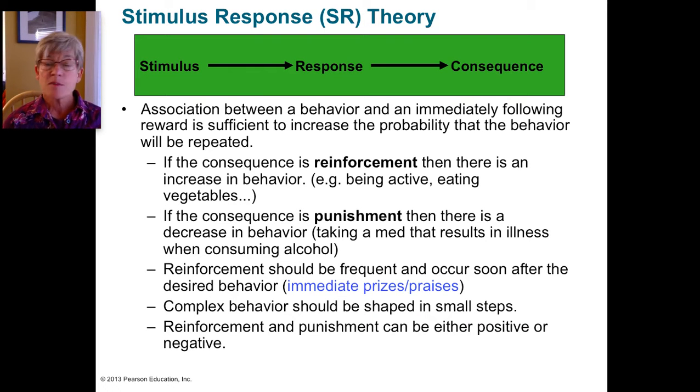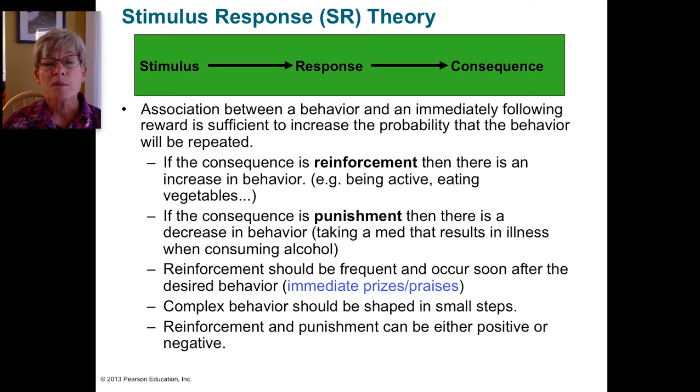Complex behaviors have to be shaped in small steps. So for example, encouraging people to adopt a walking program. They need to be rewarded for little small changes that they adopt. Just tracking their steps alone with a pedometer, for example, if they were to track it one day at a time and finally a week at a time, and then gradually set some goals for increasing the number of steps, that would be an example of breaking down a complex behavior into smaller bites.